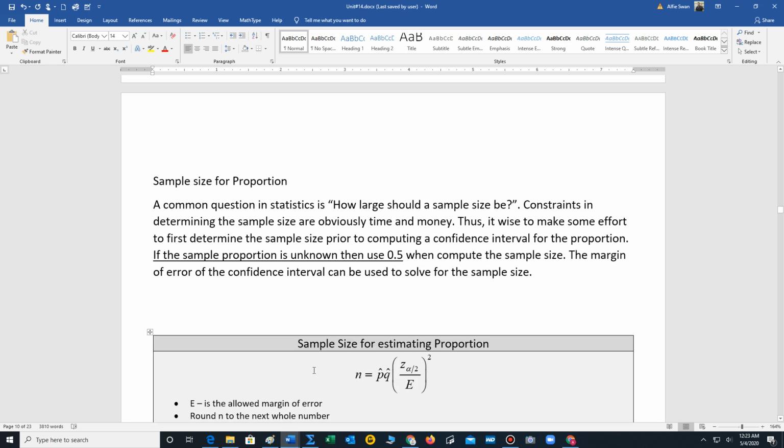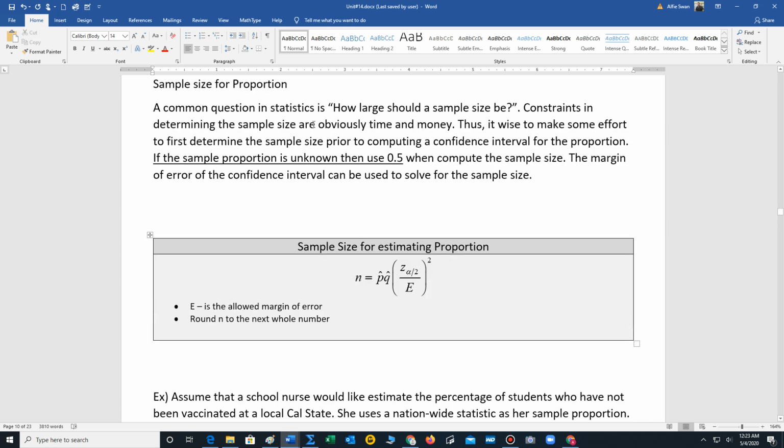Now the last part of 7.3 has us compute the sample size for proportions. So we say a common question in statistics is how large should a sample be? Well, constraints in determining the sample size are time and money. Thus it is wise to make some effort to determine the sample size prior to computing a confidence interval for the proportion. And this is real important for you to remember: anytime a sample proportion is unknown, the standard value to use is 0.5.